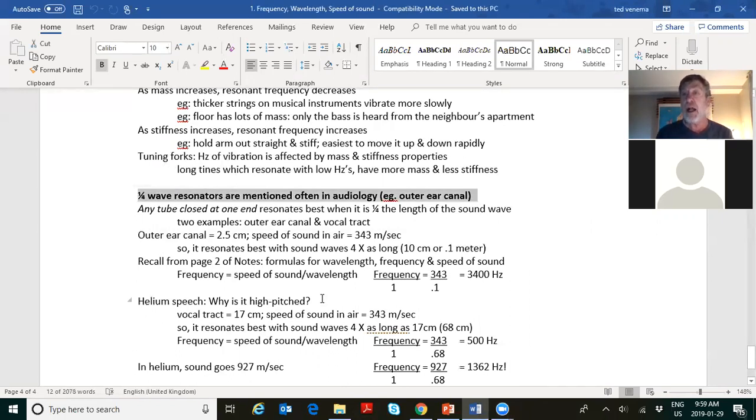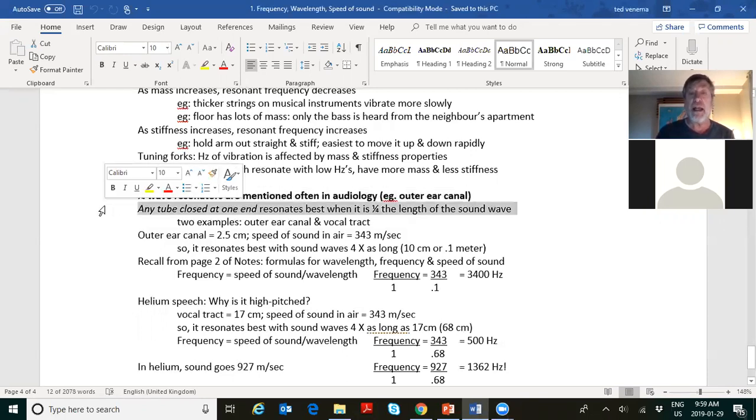Quarter wave resonators are mentioned often in our field. The outer ear canal is a quarter wave resonator. Any tube closed at one end, like a cup, like your ear canal, is a quarter wave resonator. And in our field, there's two of them, the outer ear canal and your throat, your voice. Because your throat is closed at one end and open at the other end, it too is a quarter wave resonator. They call that your vocal tract.